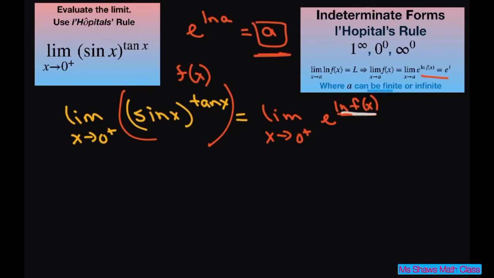So we know that this is 0. So we have this as e to the 0 power, which equals 1. So that is your limit.